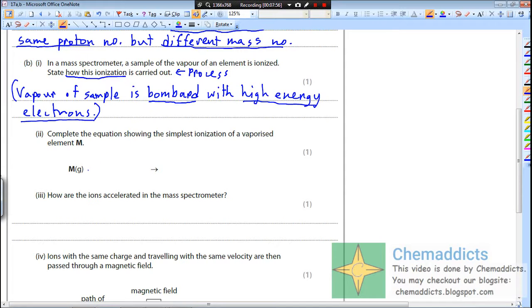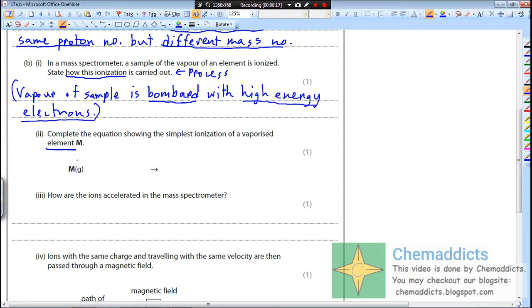Okay, so now let us move on to the next question. Complete the equation showing the simplest ionization of a vaporous element M. So here they have asked us to write the ionic equation for the simplest ionization of a vaporous sample M.